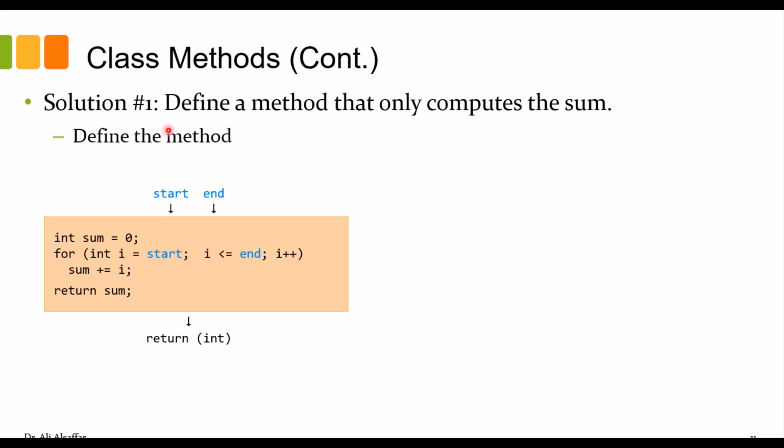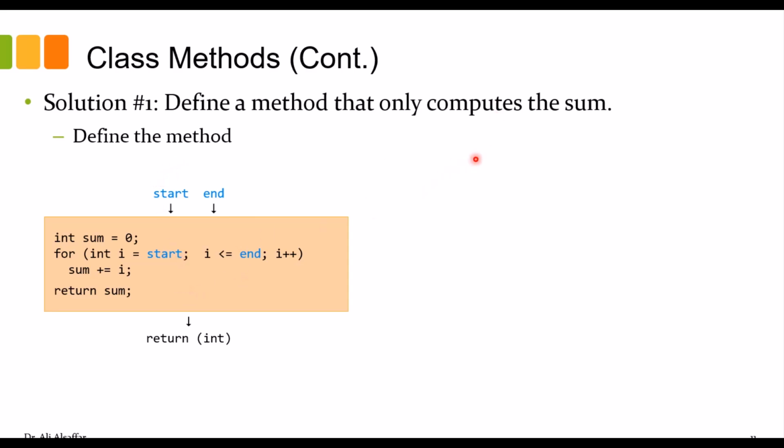So solution number 1, we are going to define a method that only computes the sum. Again, for a method, if you remember, you need a name, you need input to decide what is input, and you need to decide what is return, and then you write the code inside. The code inside is already known to us. It will find the summation from start to end. Since the code is repeated and the difference is only in start and end, start and end will be an input. So for the method to work, we need to give it start and end. So these are the input parameters to the method.